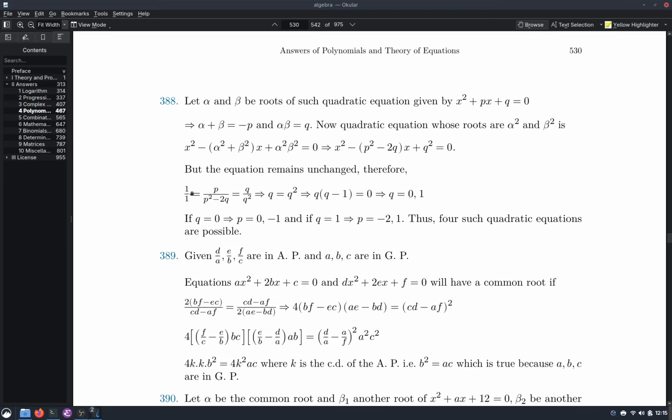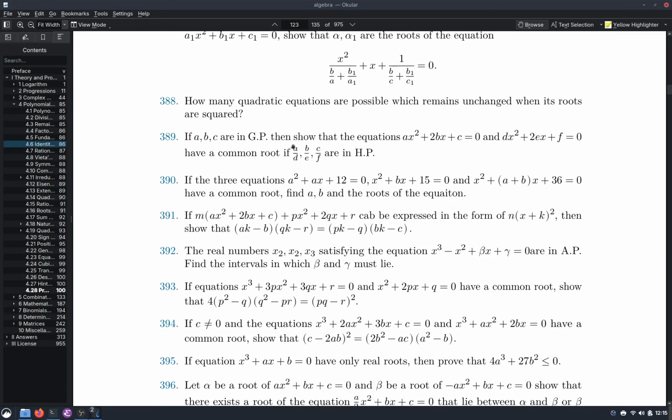Once we have that, we solve this. q is equal to q square, so q is 0 or 1, and if q is 0, p is 0 and minus 1, and if q is 1, then p is minus 2 and 1. So there are 4 combinations, so we get 4 such quadratic equations.